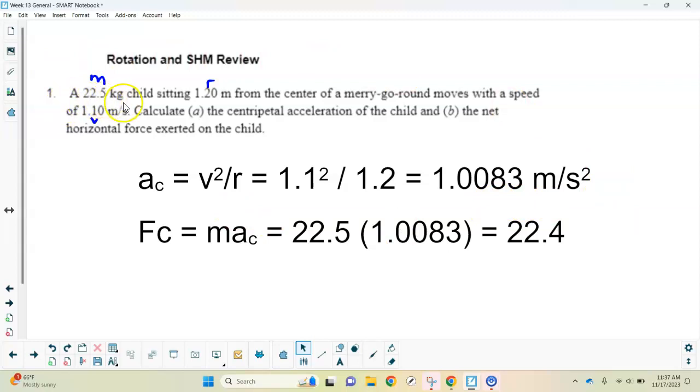A 22.5 kilogram child is sitting 1.2 meters from the center of a merry-go-round with a speed of 1.1 meters per second. We're supposed to calculate centripetal acceleration and the net horizontal force exerted on the child. The mass is 22.5 kilograms, the radius is 1.2, and the speed is 1.1 meters per second. I solved for centripetal acceleration using v squared over r. So it's 1.1 squared divided by 1.2, and you get 1.0083 meters per second squared. That is the centripetal acceleration.